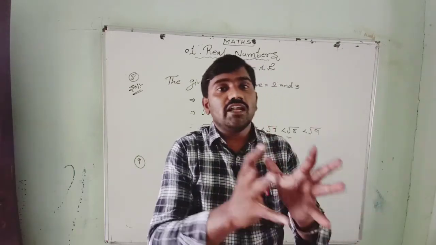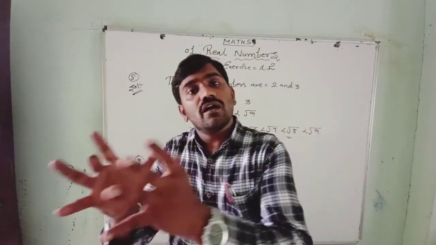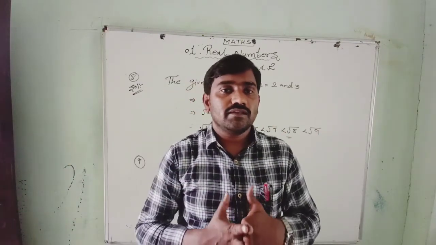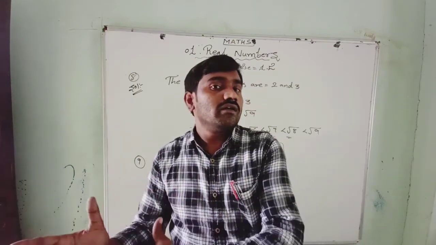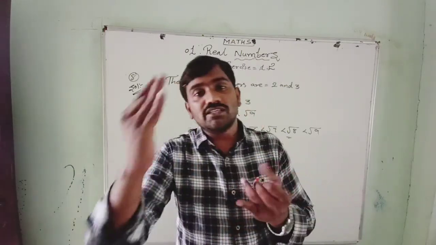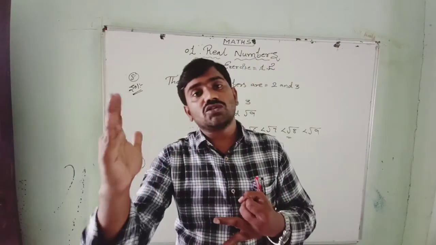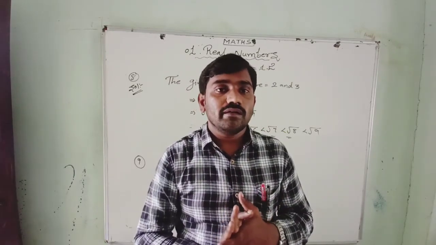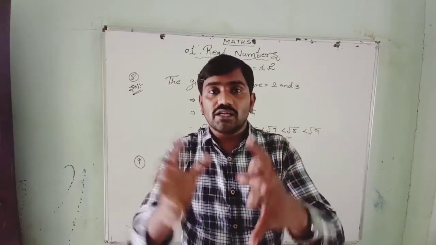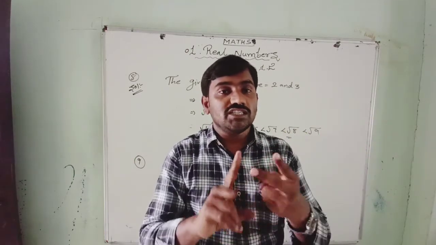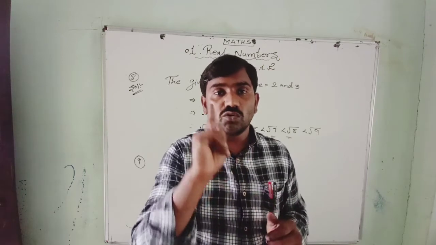The set of rational numbers and irrational numbers are called real numbers. Every rational number is a real number. Every irrational number is also a real number. Real numbers are the group of rational numbers and irrational numbers. So the first and second statements are true. The reason is the same.